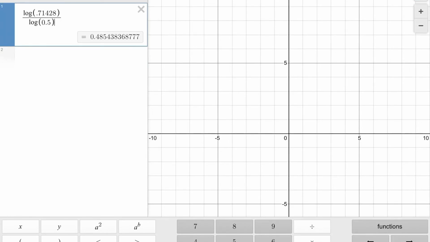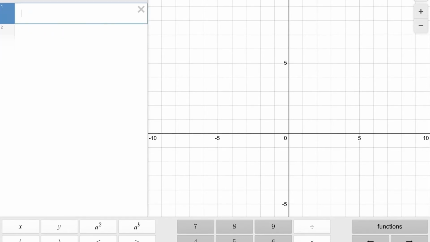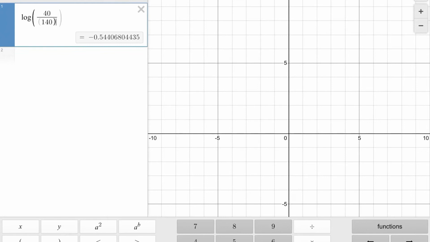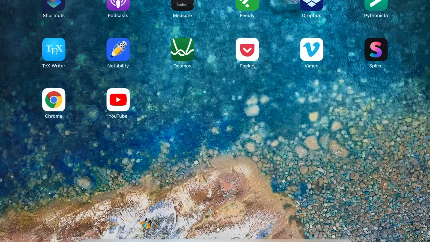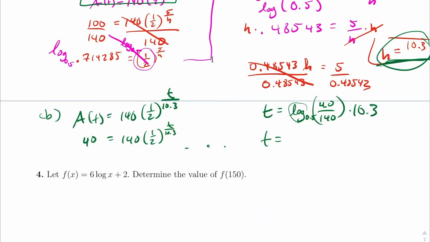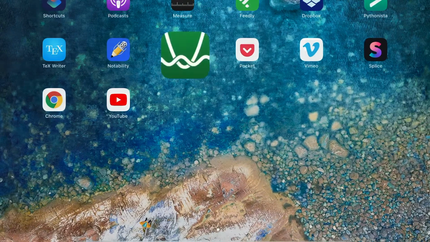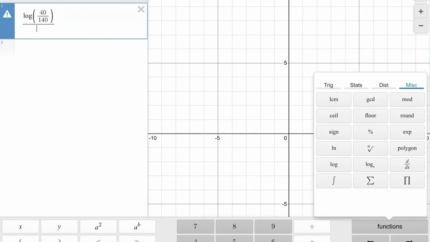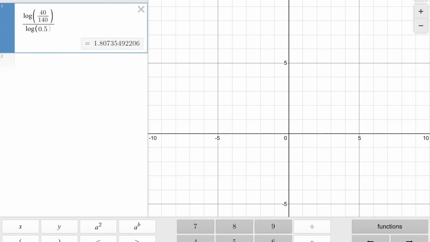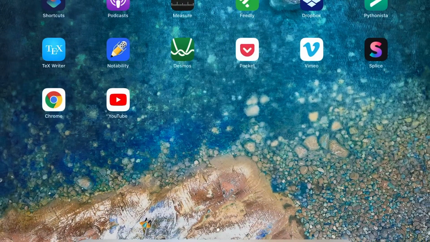So this should be log of... okay, let's get rid of everything. Functions, log 40 divided by 140. That's all inside of the first logarithm. Then we have to divide that whole thing by log of 0.5, because that was the base. And then we had to multiply that whole thing by 10.3 because that was the half-life, so we get 18.6.